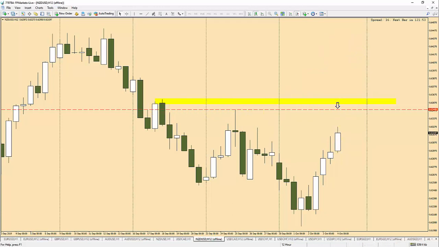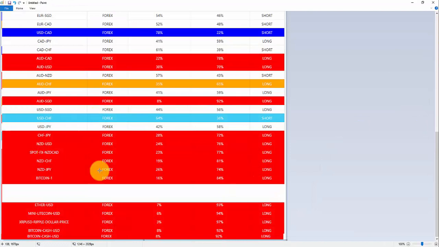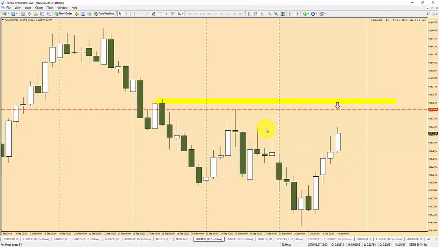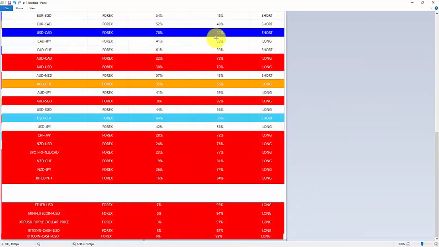And the key here that I want to get across is I'm using this data here and this important number here, which says 76% of the retail trader crowd is buying the Kiwi. What does that mean? As soon as it gets over 70%, I know that it's in a really strong downtrend, and vice versa. It works the other way too. So, for example, you can see here that 78% of traders are selling the USD CAD.